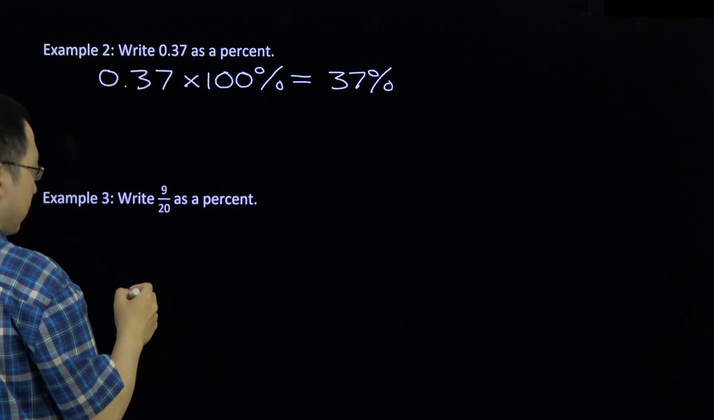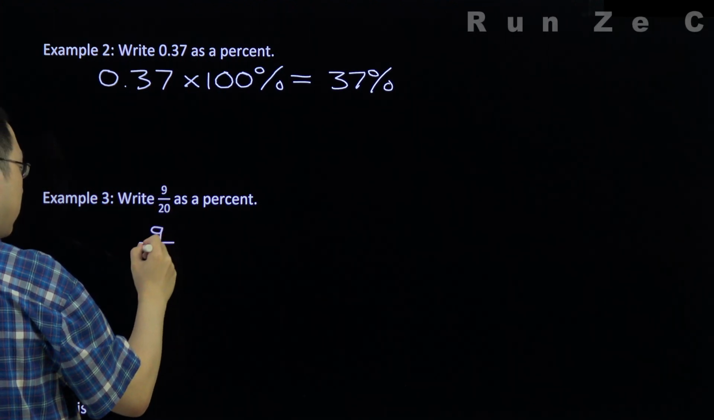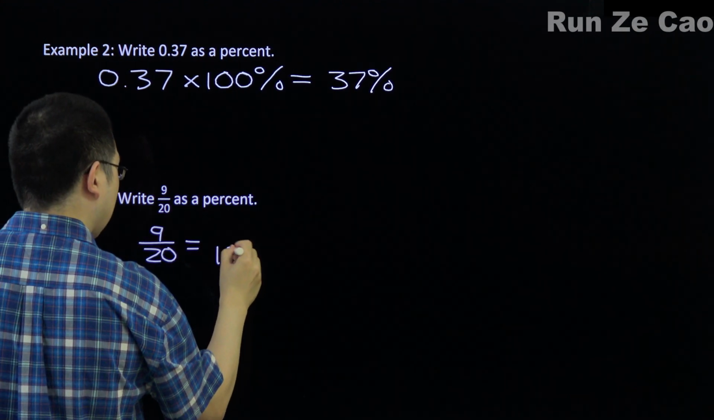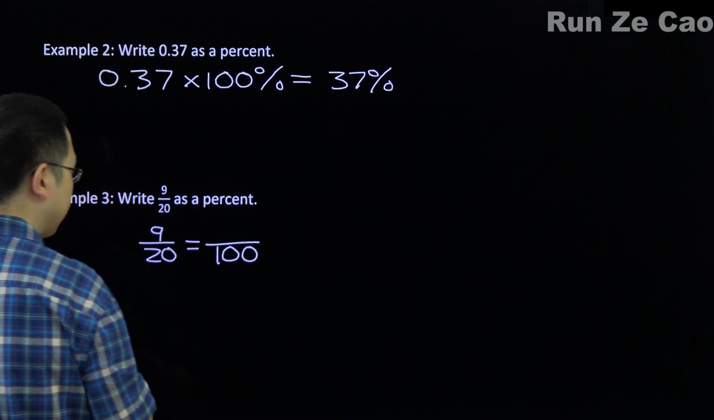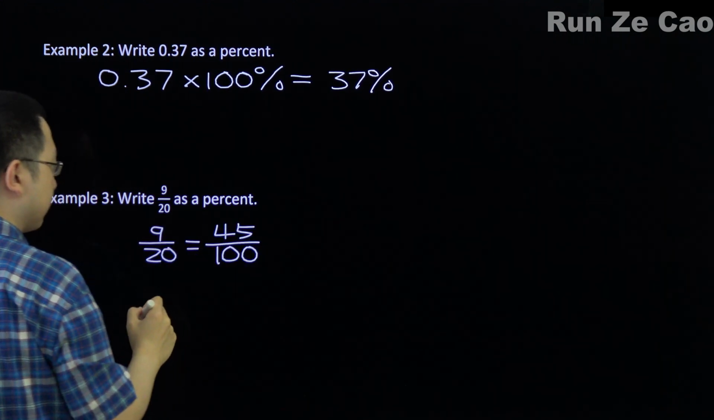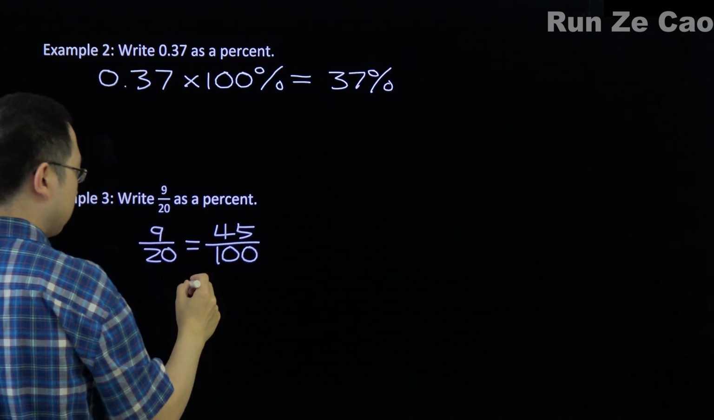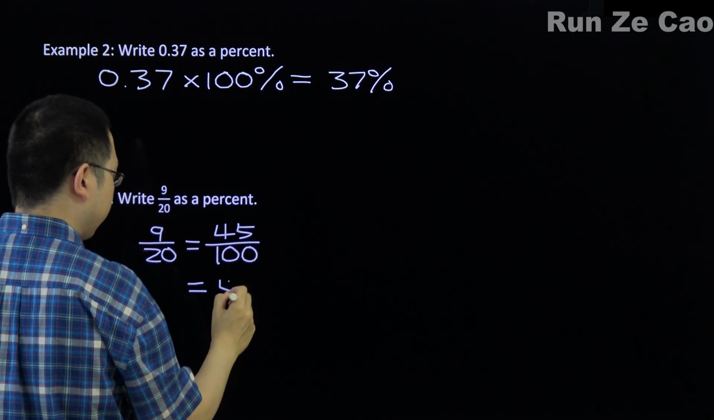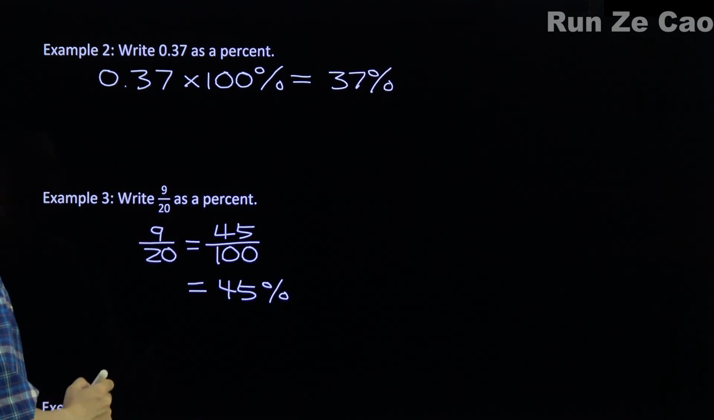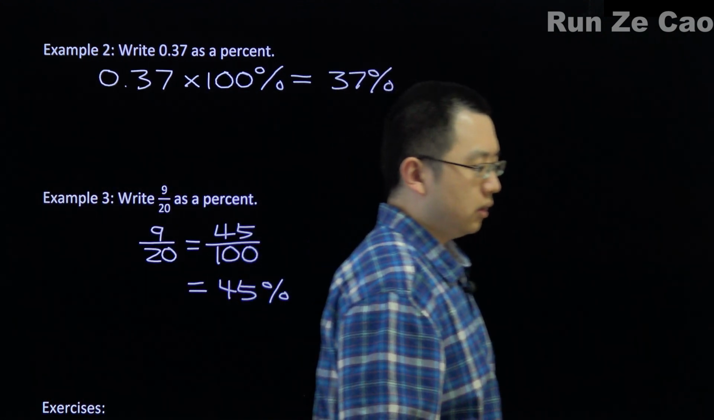Write 9 over 20 as a percent. Well, 9 over 20 is equal to, to get the denominator to 100, we multiply by 5, and the numerator, 5 times 9 is 45. So it equals 45 over 100, or 45%. All right.